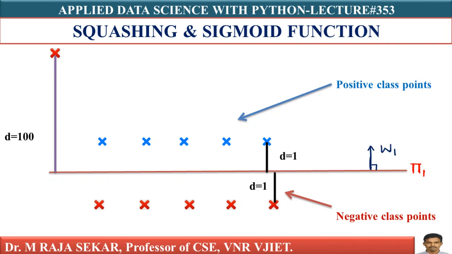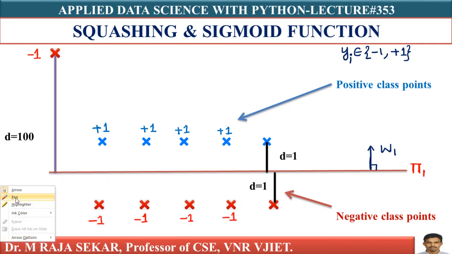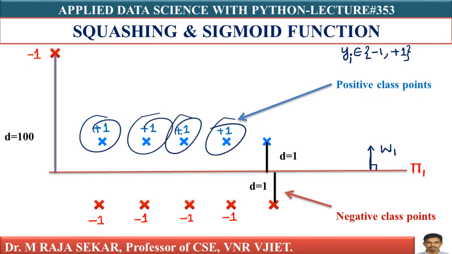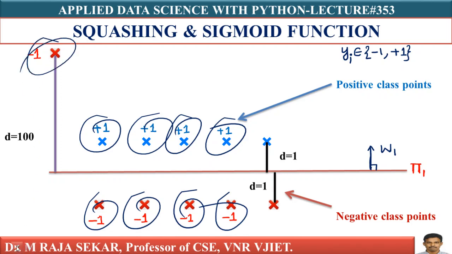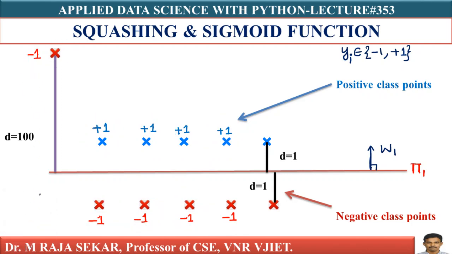Let me say my yi. What is my yi? yi belongs to plus 1 or minus 1. Plus 1 indicates positive label point, minus 1 indicates negative label point. As we were discussing in the past few lectures, these blue points indicate positive points, these red points indicate negative points. These are the actual labels. Positive point actual label is plus 1. Negative point actual label is minus 1.